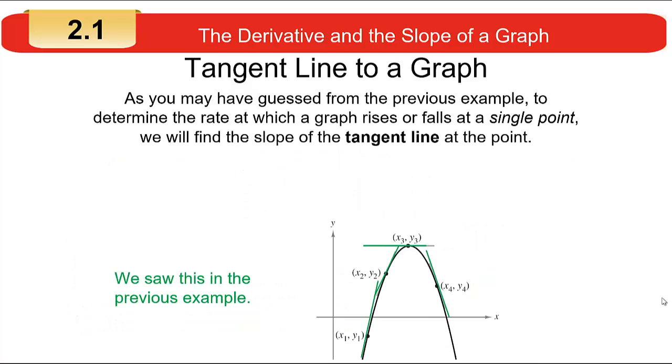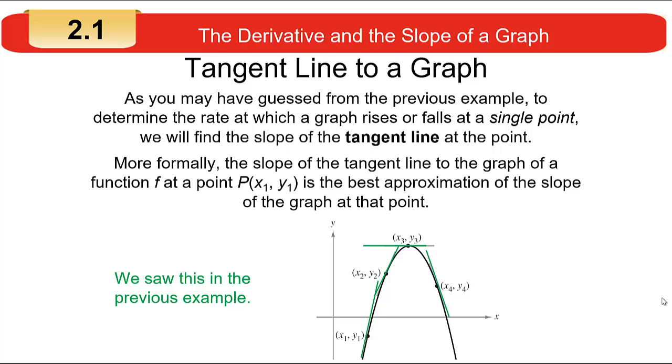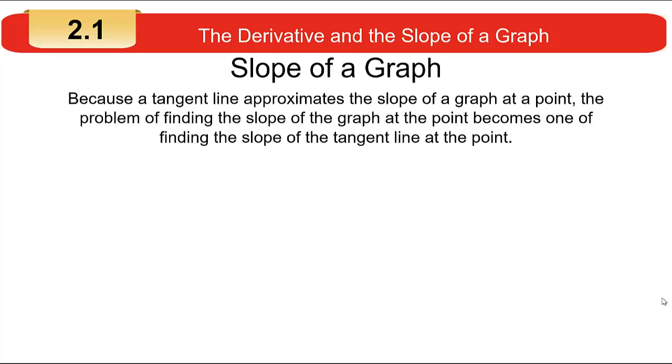As I said, and maybe you would have guessed on your own from this previous example, to determine the rate at which a graph rises or falls at a single point, we're going to use the slope of the tangent line at that point as the measure of rate of change. If we want to be a little more formal, we could say that the slope of the tangent line to the graph of a function f at a point P, x sub 1, y sub 1, is the best approximation of the slope of the graph at that point. Because the tangent line approximates the slope of a graph at a point, the problem of finding the slope of the graph at the point becomes one of just finding the slope of the tangent line at the point.